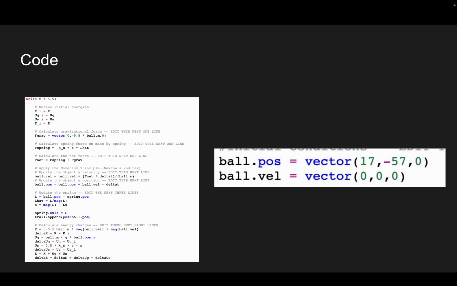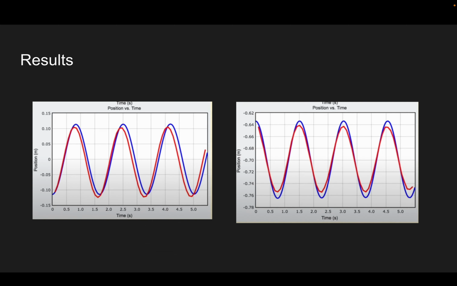And then here is my initial position, which is just given away by my video tracker software. I just implanted the value 17 and negative 57, which is the default values given by my video tracker software. And these are the results.